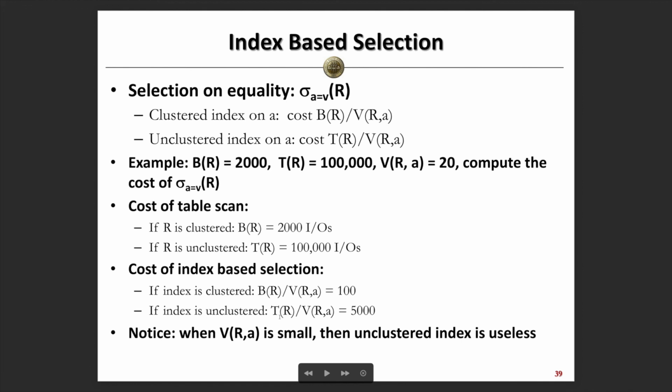Alright, so this is how to use the index-based algorithm for implementing the selection, and we'll show you the cost for implementing operators based on the algorithm.